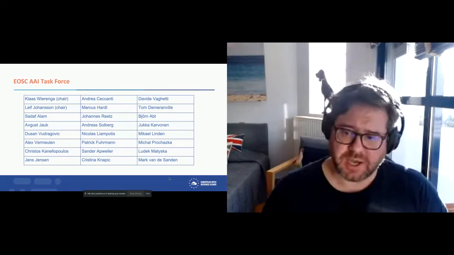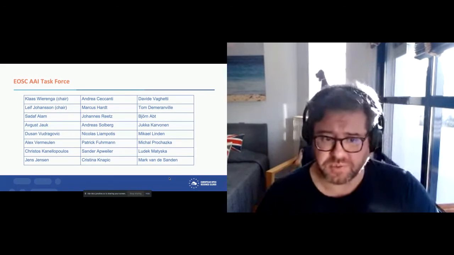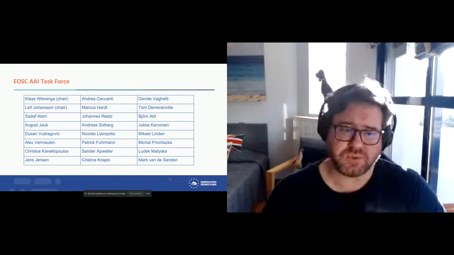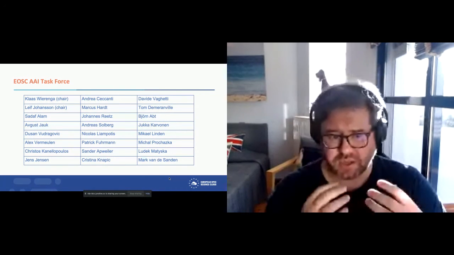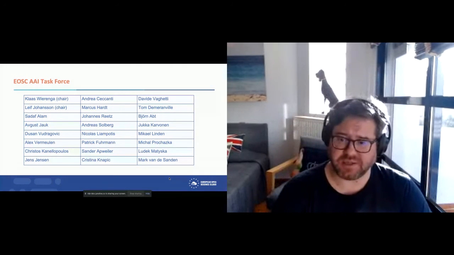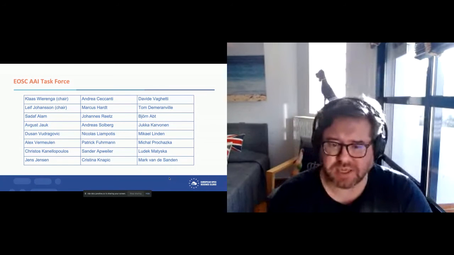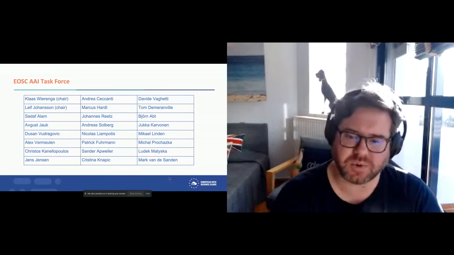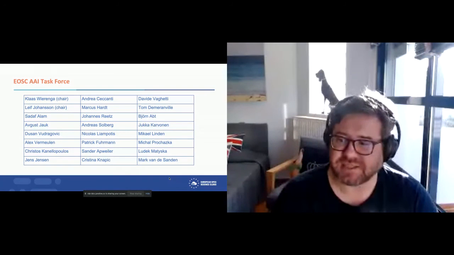The task force included a number of representatives from the European member states. Each member state could propose a number of technical experts that would participate in this task force, one of whom was also myself, but you can also see Nicolas' name in there, so we're working together in this.